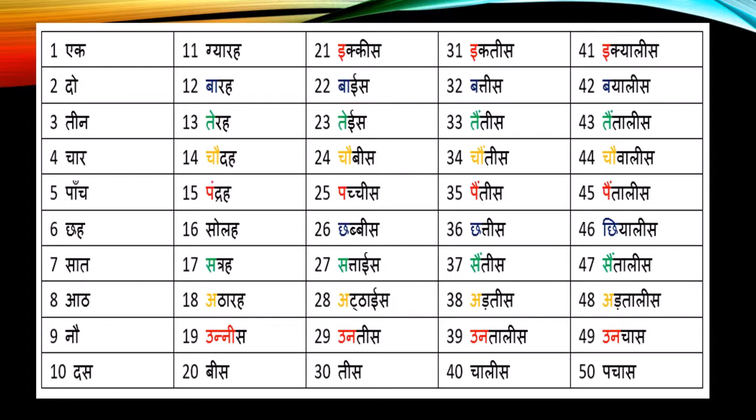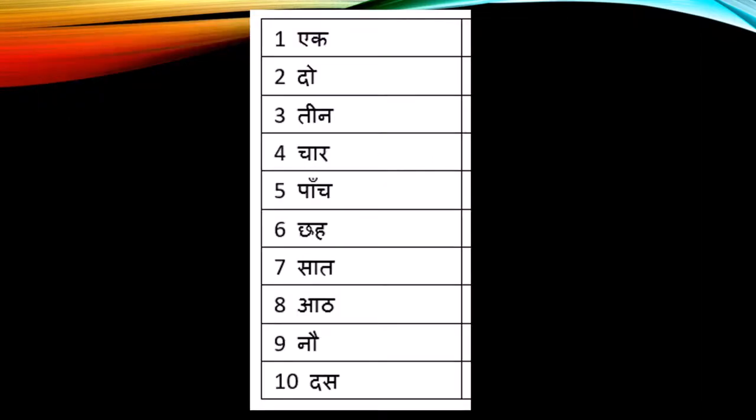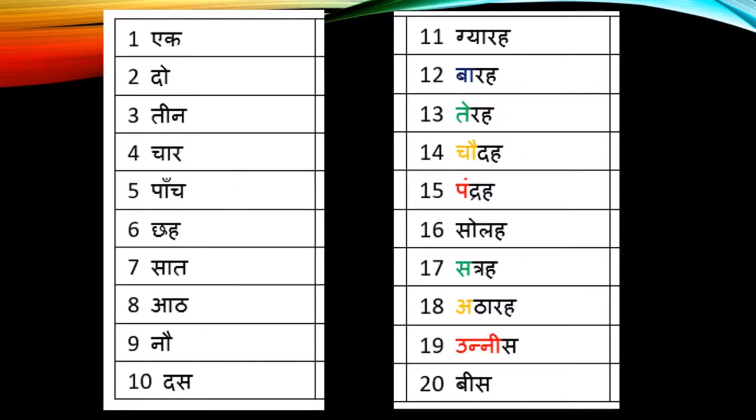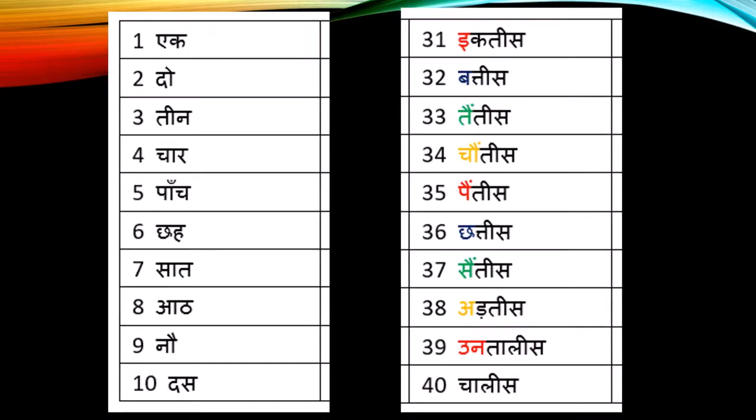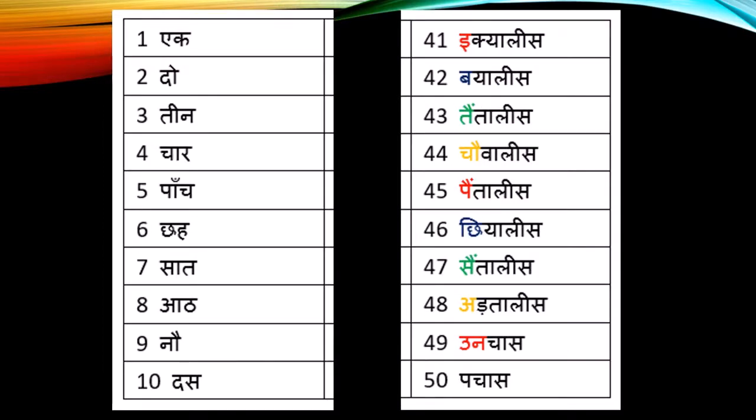Let us have a quick recap from 1 to 50. 1, 2, 3, 4, 5, 6, 7, 8, 9, 10. 11, 12, 13, 14, 15, 16, 17, 18, 19, 20. 21 through 30. 31 through 40. 41, 42, 43, 44, 45, 46, 47, 48, 49, 50.